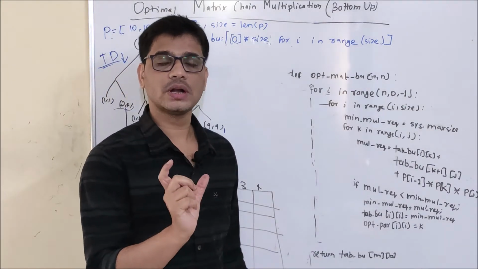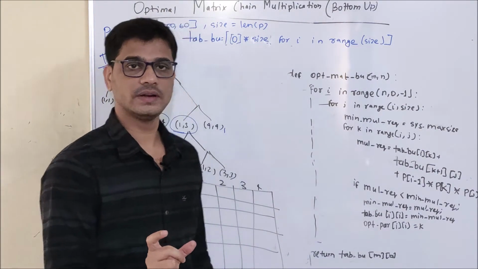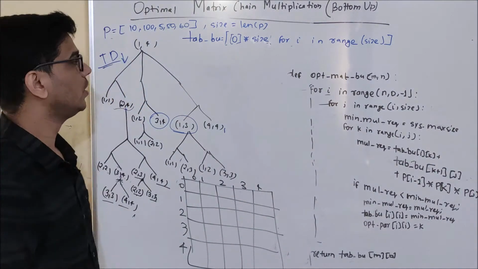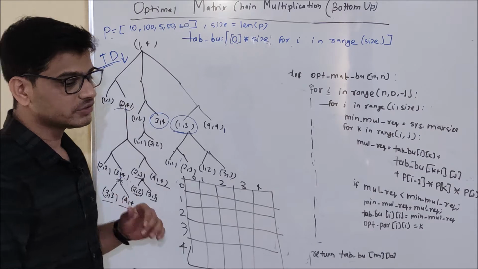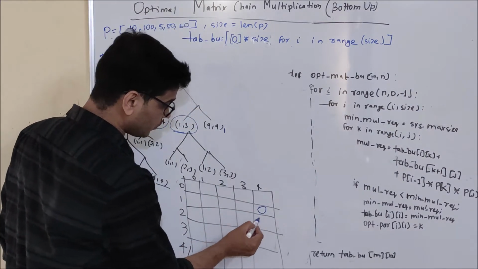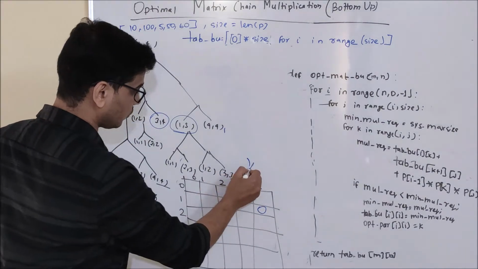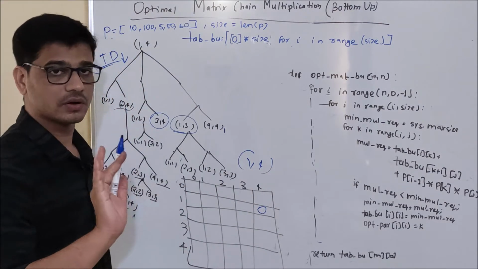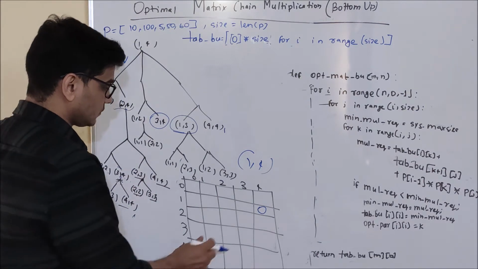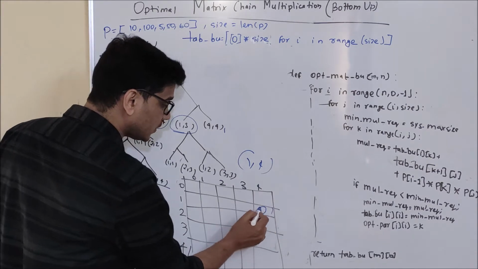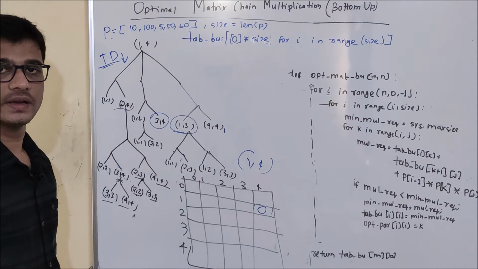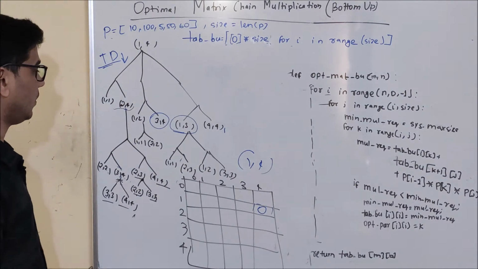And to fill that bottom-up table, we are going to figure it out through the top-down tree. That is, using the help of the top-down tree, we will understand the dependency graph. Suppose I am calculating the value of this cell, that is for 1, 4, what is the optimal number of multiplications? So I will check this particular cell depends on the value of which cells in this table. So this is my dependency graph.